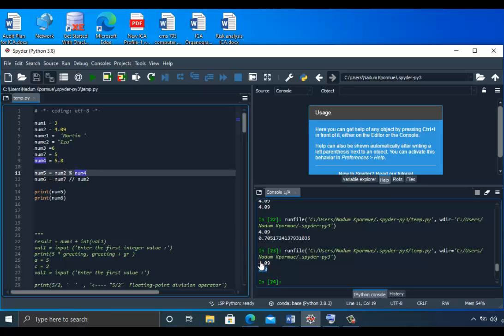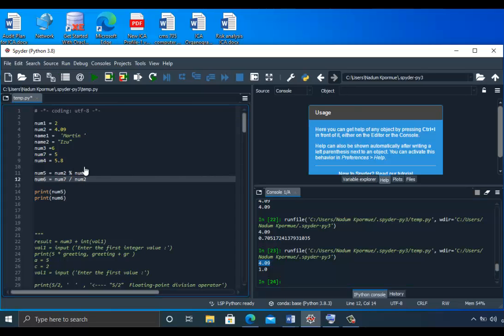So num2 modulus num4 is going to return the remainder. 4.09 is the remainder, just as with 2 divided by 5 the remainder is 1. But if we change this to a floating point division, we could see that the result will change. What do we have?